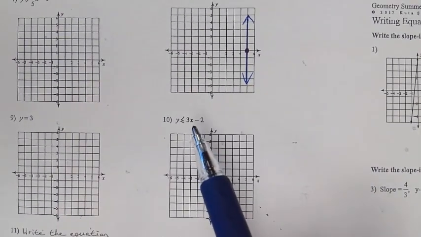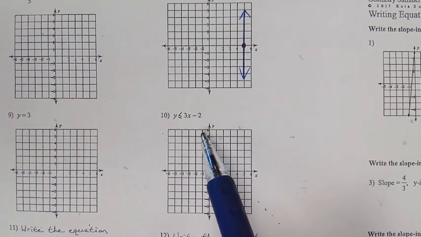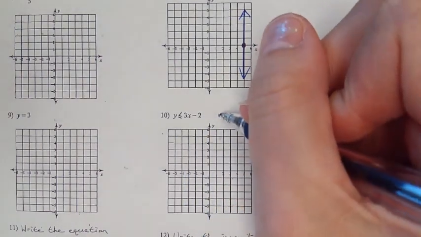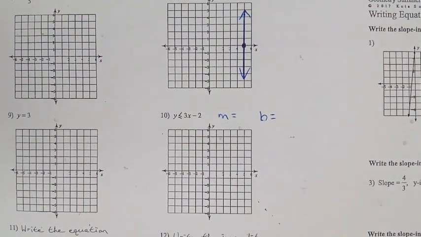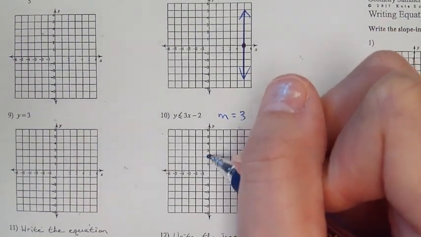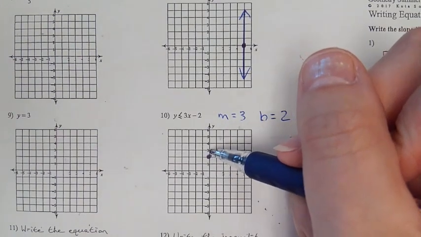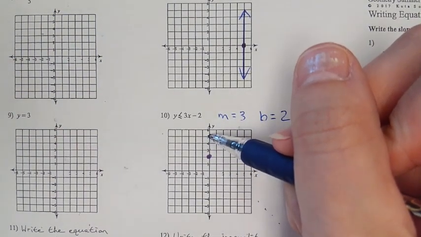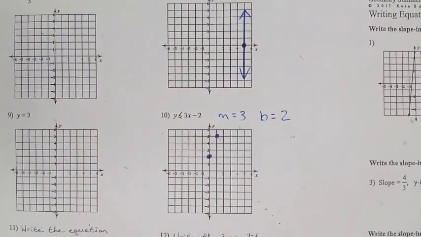This one. All right, let's just try this one first. Okay, what's my m? What's my b? 3 and 2. Good. Okay, so I'm going to plot my y-intercept. All right, and then from that point, I'm going to go 1, 2, 3, and then go to the right one. Over 1. Perfect. Okay, what type of line am I going to draw?